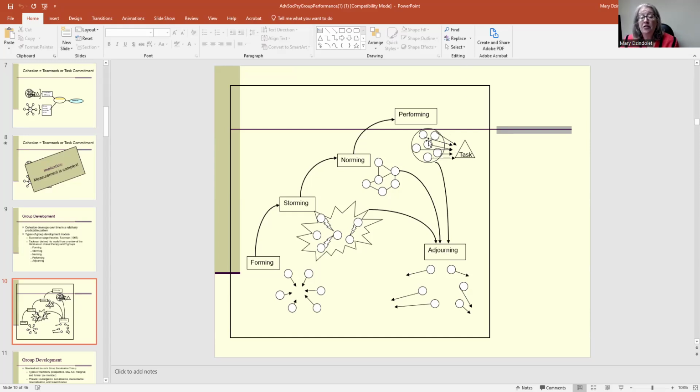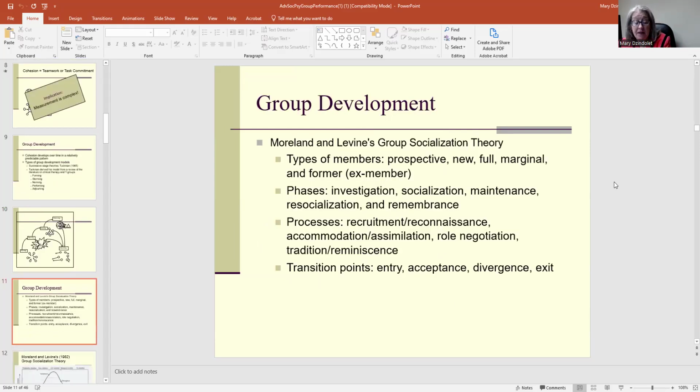Many groups last for decades, right? Because it's a work thing that they're doing and it's just going to go on. And then the group is over and they all leave and go their own way. Okay, so forming, storming, norming, performing, and adjourning. Kind of a fun way to think about it.